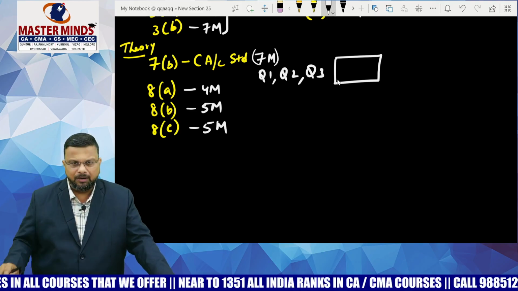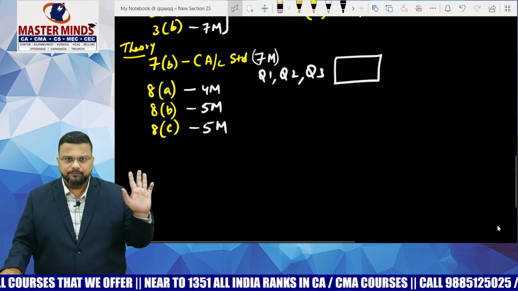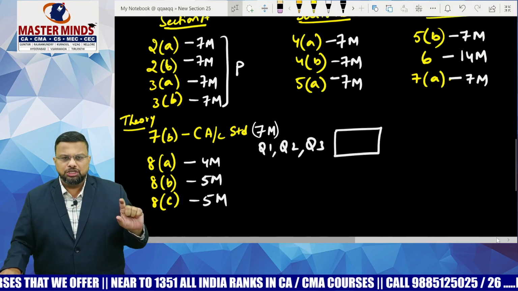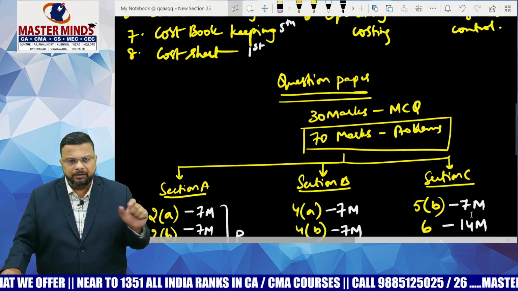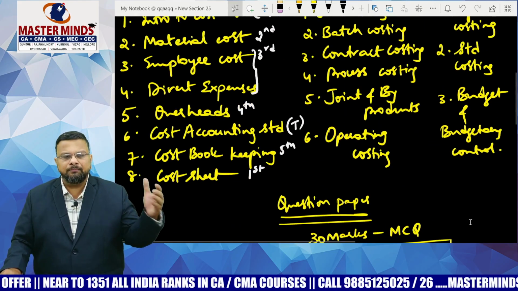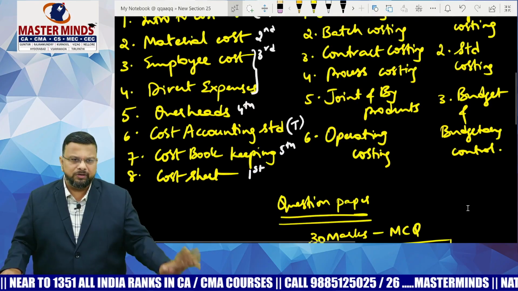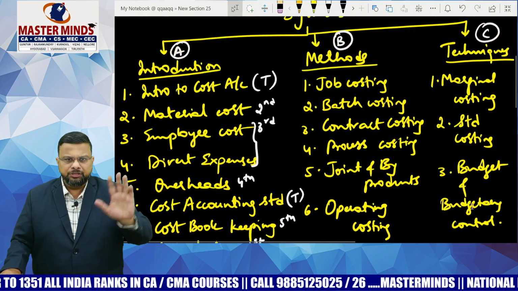Now, 8A, 8B, 8C are also theory questions. It will be asked from any of the 8 chapters. 1 or 2 questions will be given from the introduction chapter. Remaining things will be asked either from material or from labor or overheads chapter. So this is about section A.